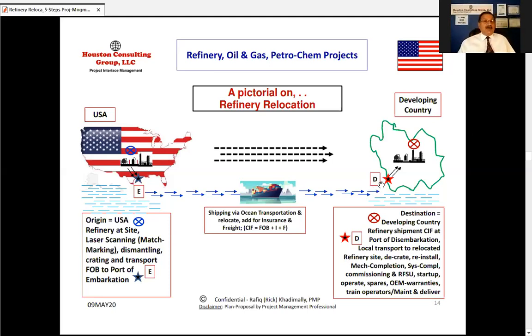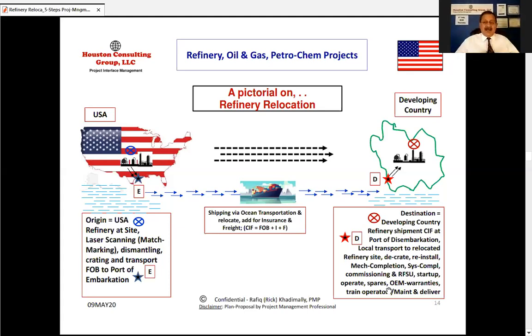The port is called the port of disembarkation. That's why it is called D. The Houston port, as an example, was E, right? The port of embarkation. What is going to be here? We have the destination there: developing country, refinery, shipment, CIF, cost, insurance, and freight. At the port of disembarkation, local transport to the relocated refinery site.